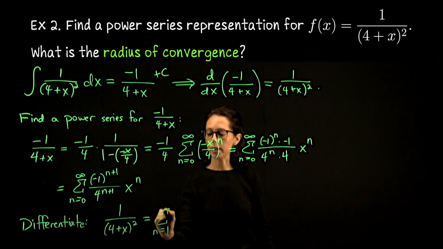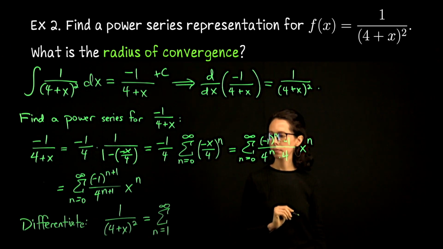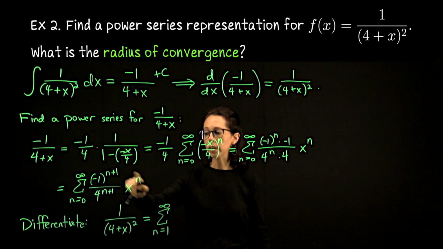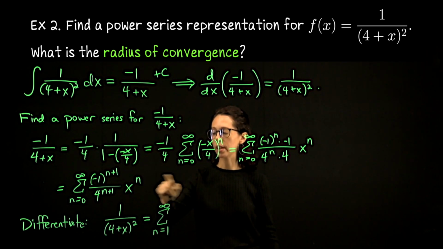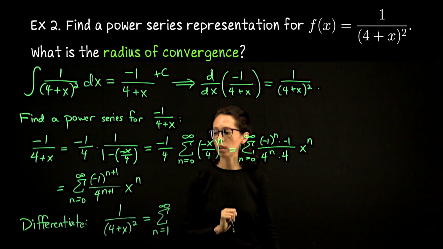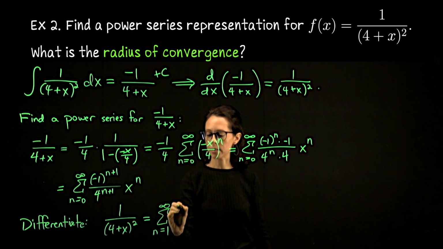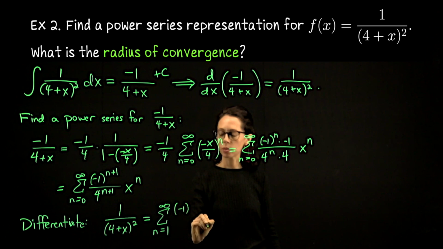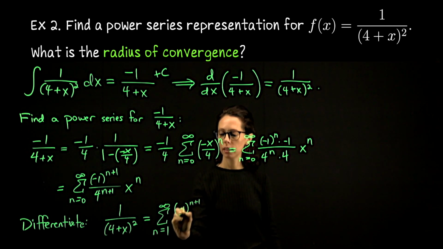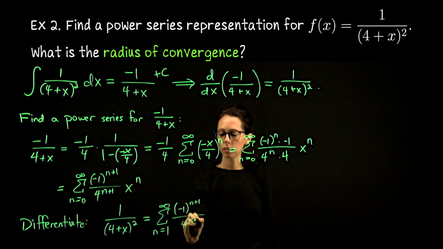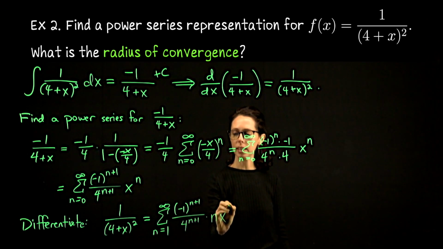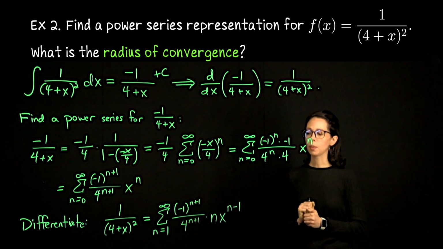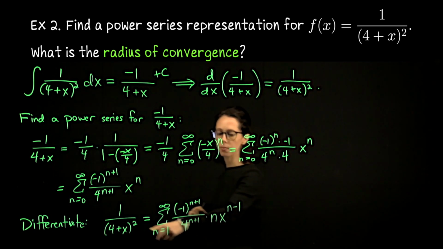that's going to start at 1 and go to infinity. Then I'm going to differentiate this term inside of our summation notation, and that really just involves dropping the n down and subtracting 1 off of the exponent. So let me write this, and then I will maybe go back and justify it a little bit more. Let's write out the expansion so that we can really see it happen. This will be negative 1 to the n plus 1 divided by 4 to the n plus 1 times n x to the n minus 1.